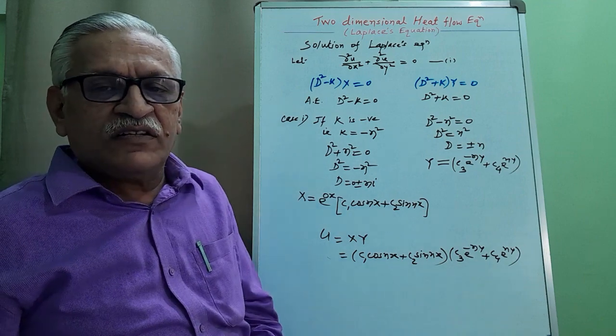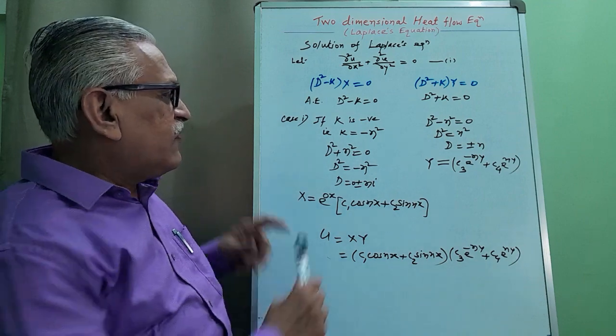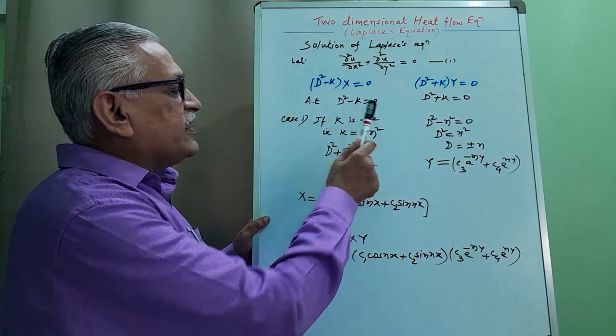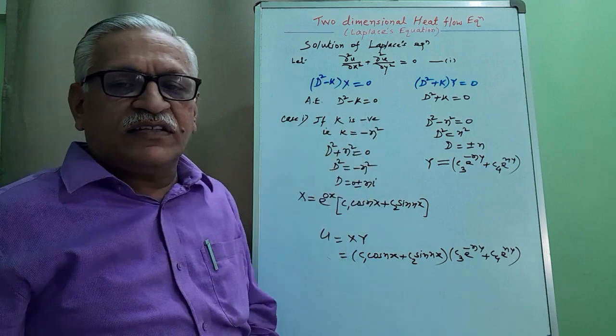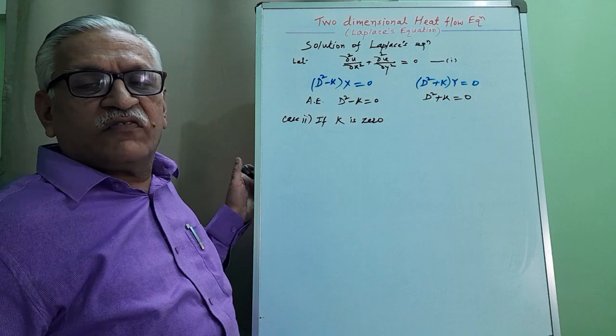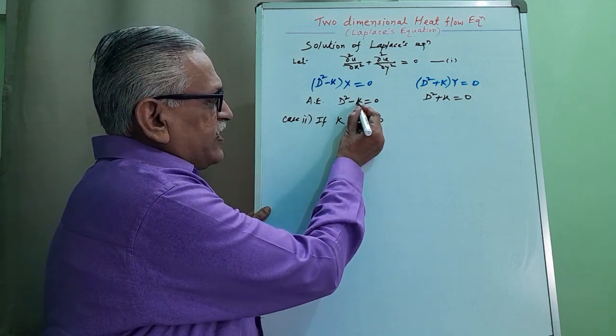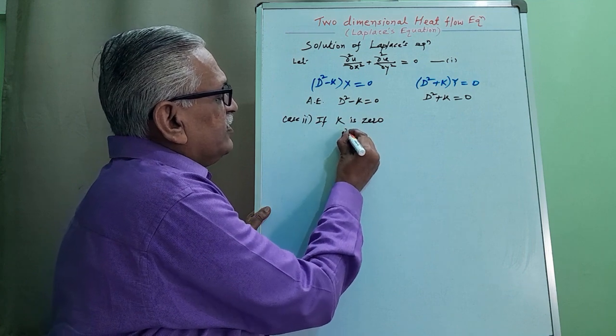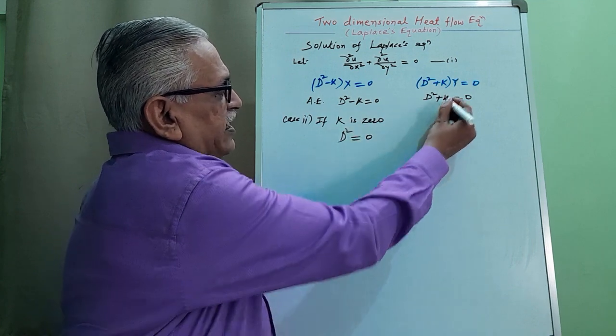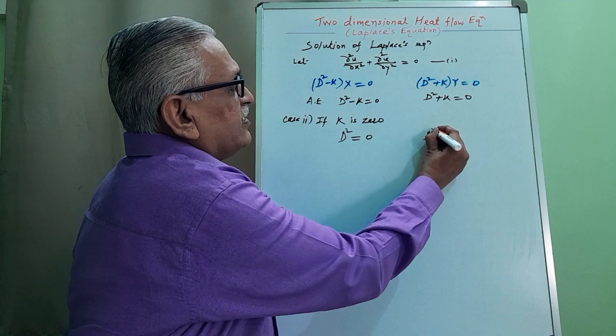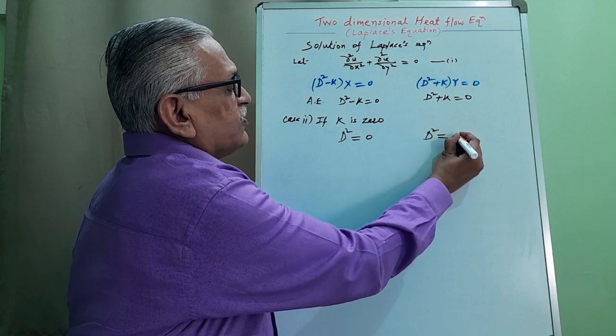This is one of the possible solutions when the value of k is negative, case number 1. Then we discuss the second case when the value of k is 0. If we put that value of k as 0, we get D square equals 0, and for the second we get D square equals 0.